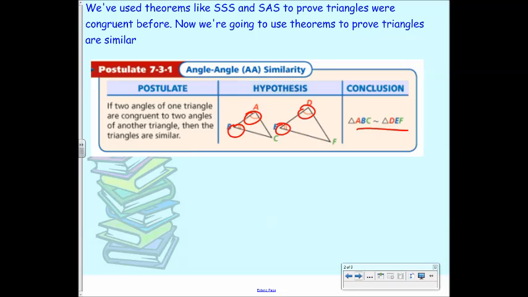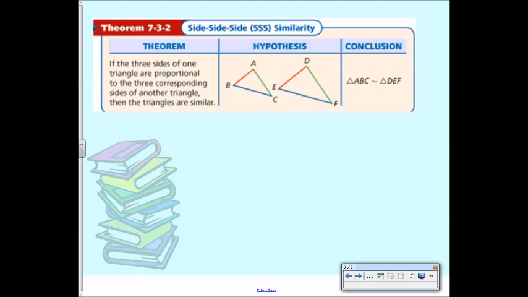Okay. Side, side, side similarity, same thing. If you know that three sides of one triangle are proportional to three corresponding sides of another, then the triangles are similar. Again, side, side, side doesn't mean they have to be equal. It means they have to be what? Similar, proportional. And what's proportional again? Bianca said they all reduce to the same thing.